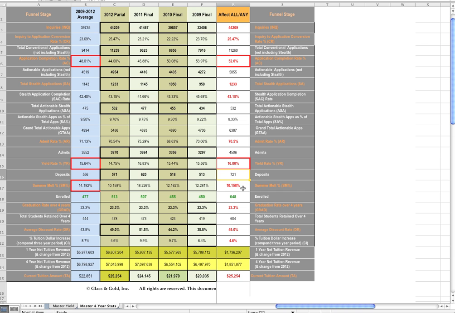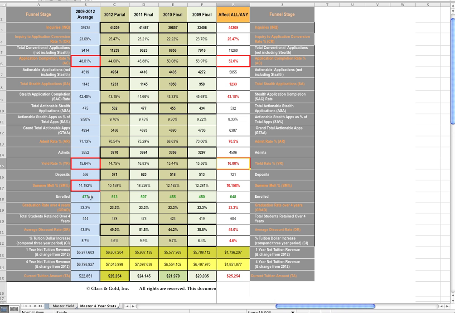16%. Our summer melt for this particular year is 10%, a little bit more. We're anticipating that on average it is about 14%, so we'll leave that as it is. So all I've done is to change our application completion percentages by 4% and increase our yield rate by 0.5%. Just those two changes increase our enrollment.